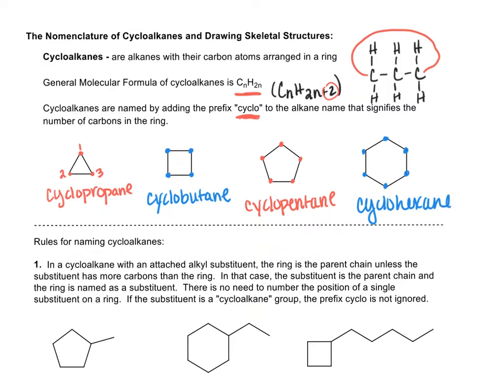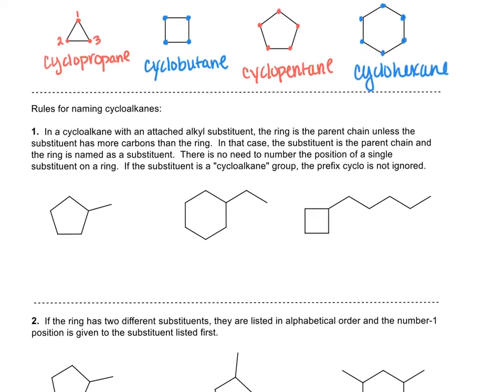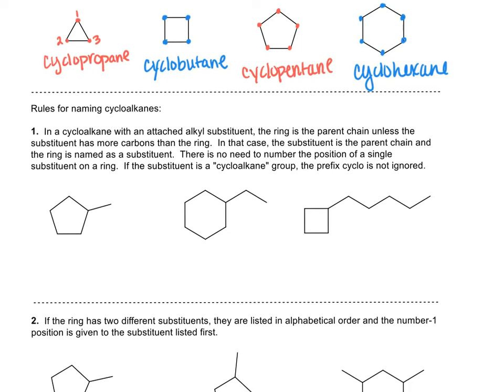So we are going to basically incorporate all of the stuff we've already talked about and add this in. So as it says, in a cycloalkane with an attached substituent, the ring is your parent chain unless the substituent has more carbons than the ring. So for example, this ring is 5, the substituent is 1. So the longest chain we have is 5. Over here, our ring is 4, and the chain is 1, 2, 3, 4, 5. So this becomes the parent. So the substituent is the parent chain if it's longer than the ring.